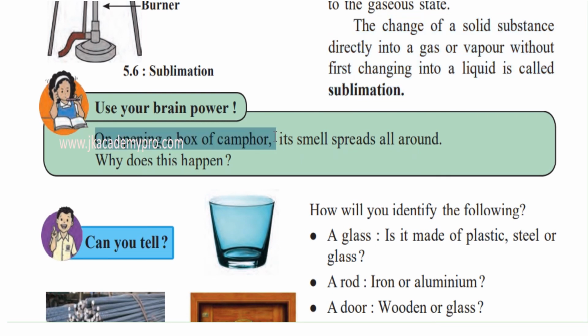We use this camphor for lighting during the puja and all that. When we open the box, its smell spreads all around. Now, why does this happen? As soon as camphor is kept in a box and you open this box, you'll find the aroma of camphor will spread everywhere. So think about it. Why did this happen?